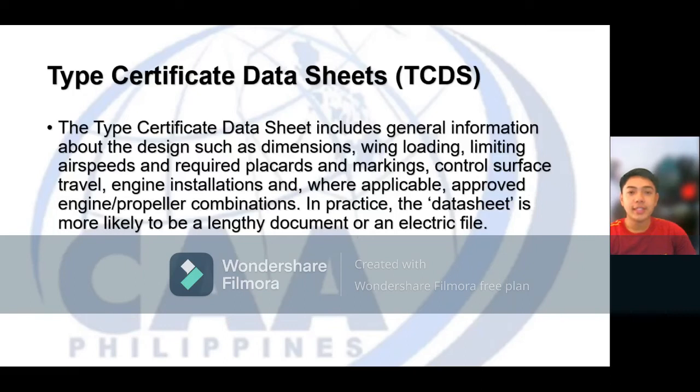Type certificate datasheet. The datasheet includes the general information about the design such as dimensions, wing loading, limiting airspeed and required placards and markings, control surface travel, engine installation, and where applicable, approved engine-propeller combinations. In practice, the datasheet is more likely to be a lengthy document or an electronic file.